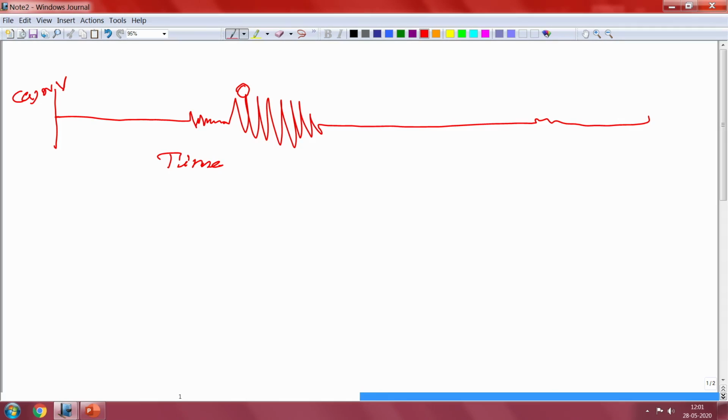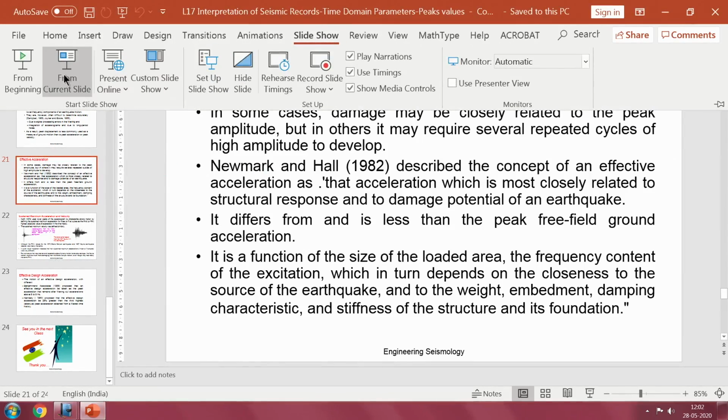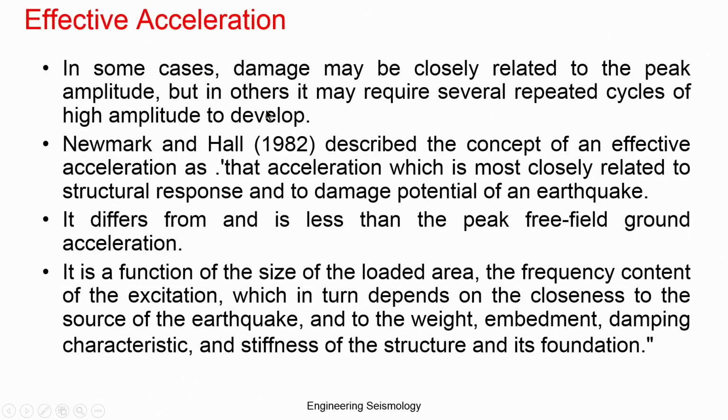The other way, where you can interpret the record from time domain parameters, is what we are going to see now: the effective acceleration. In some cases the damage may be closely related to the peak amplitude, but in others it may require several repeated cycles of high amplitude to develop.